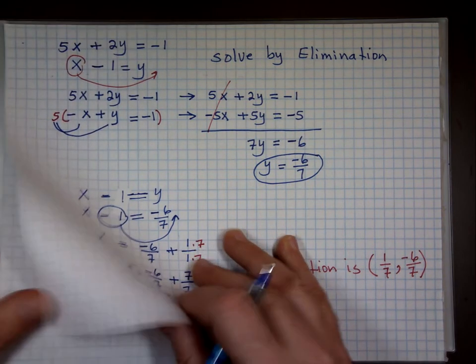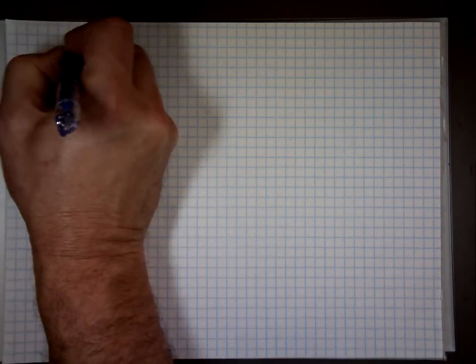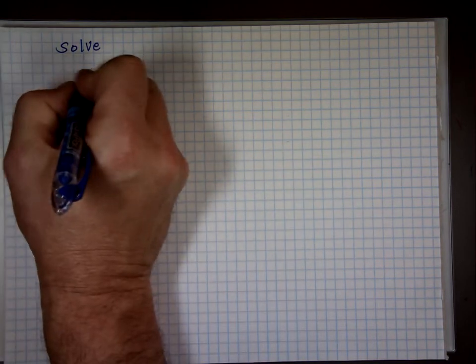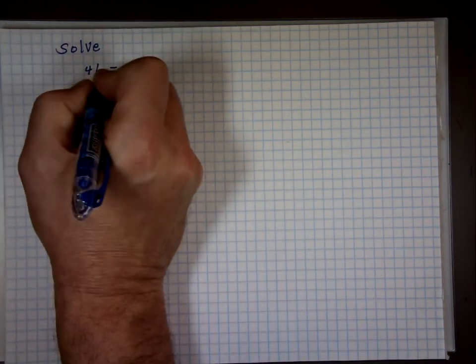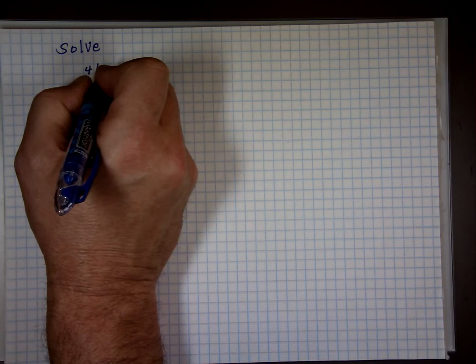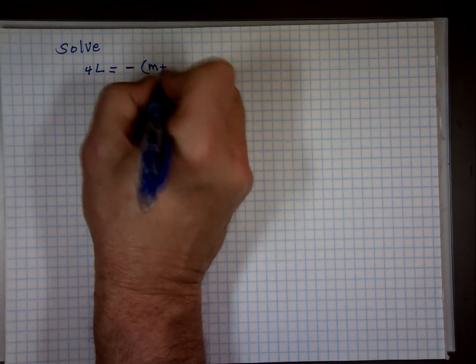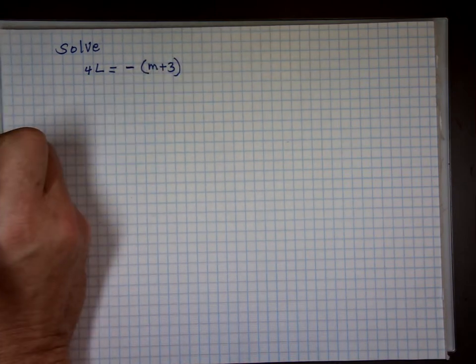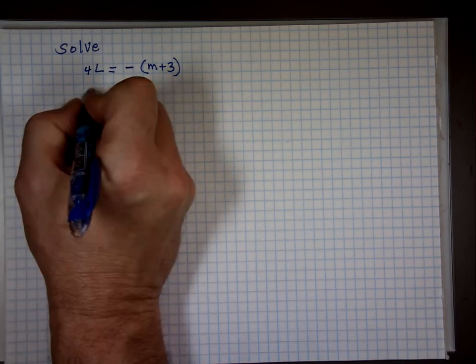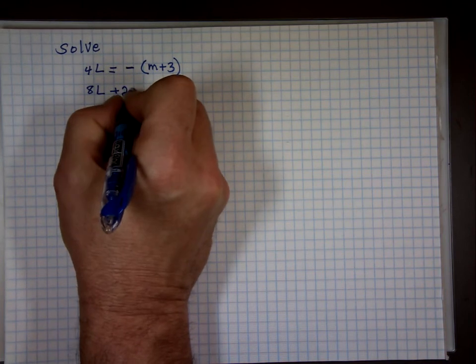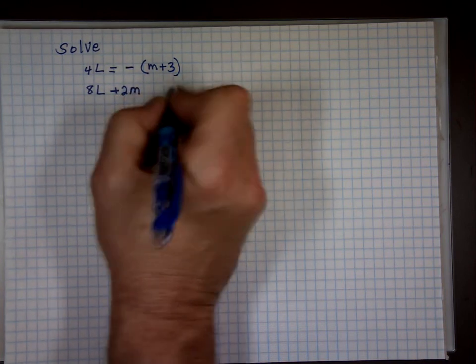Now what about if I just give you a problem? I don't say which method to use. Like this one, solve. First equation, 4 times L equals negative m plus 3. And the second equation, 8L plus 2m equals what? Negative 6.